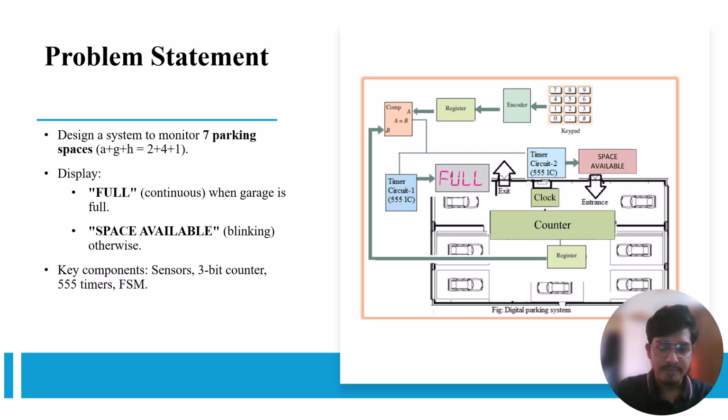Now, the problem statement. We have to design a parking system that will have seven parking spaces, and will display full when the garage is full, and when space is available the display will be blinking. The key components we are using here are a 3-bit counter, a 555 timer, and an FSM.